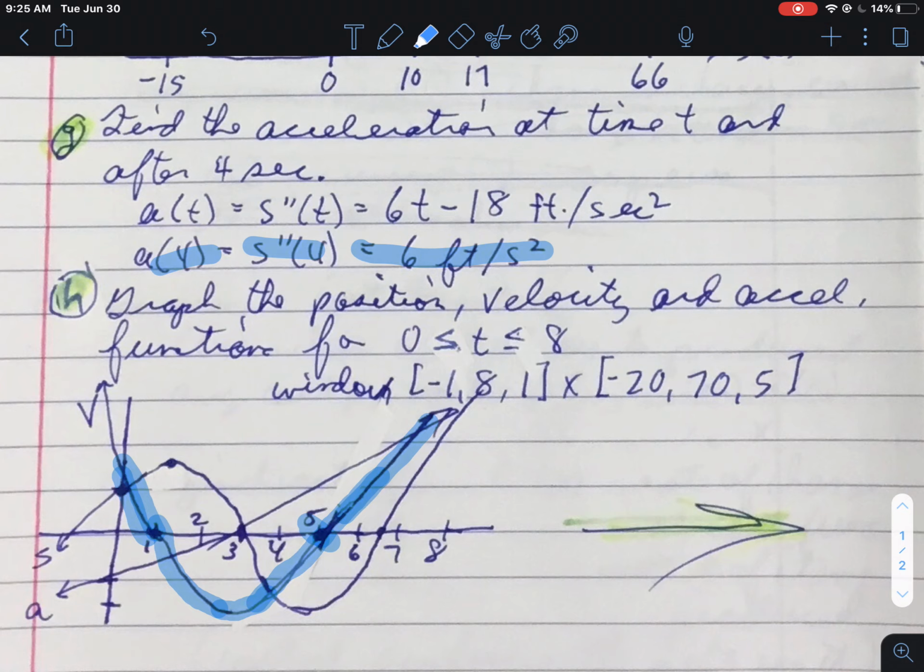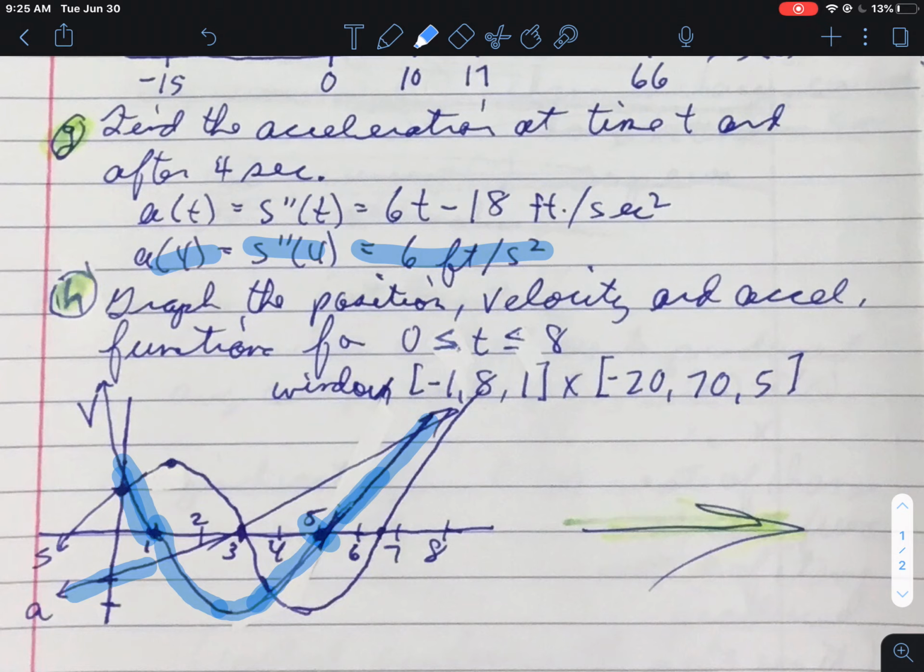Now what I want you to notice is also in connection to the acceleration function. Notice we said, looking at the velocity, that it was slowing down over the interval from 0 to 1. Look at your acceleration over the interval from 0 to 1. Acceleration is negative there. So we have positive velocity, negative acceleration when our particle is slowing down.